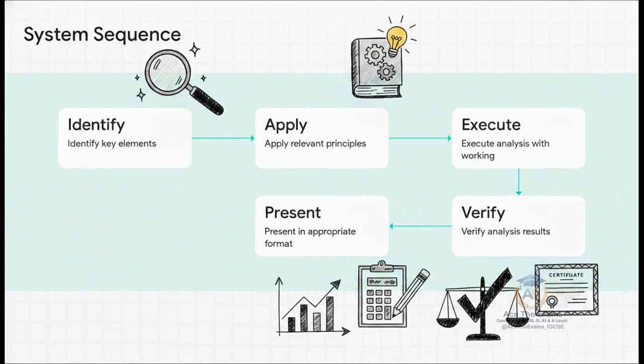Then, execute your analysis with clear, documented working. After that, verify those results. And finally, present them in the exact format the command word asked for. If the command word is describe, your format is different than if it's evaluate. If you follow this exact 5-step sequence, your answers literally transform from a mess of red pen marks into beautiful green check marks. You leave absolutely no room for examiner doubt.